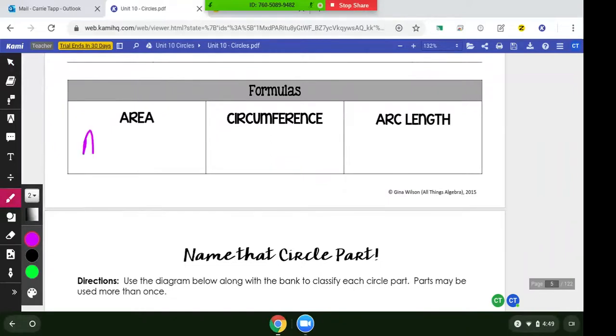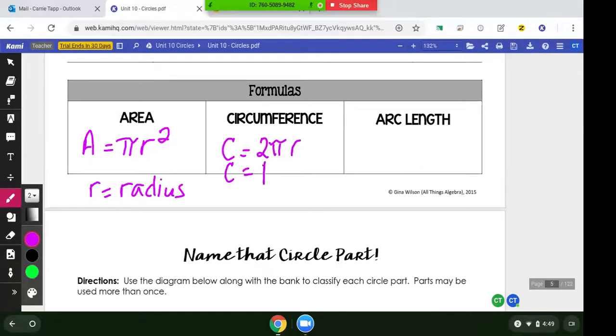All right, so you work through all of that. Your formulas here, I'll help you out with. So area is equal to pi r squared. R is the radius. Anytime we talk about R, it's the radius. Circumference is equal to 2 pi r. You may see circumference is equal to pi times diameter. So D is equal to the diameter.